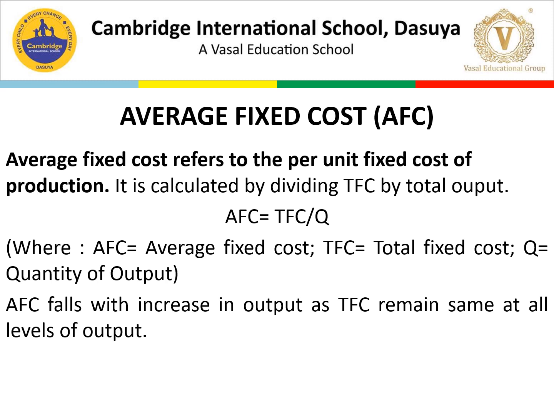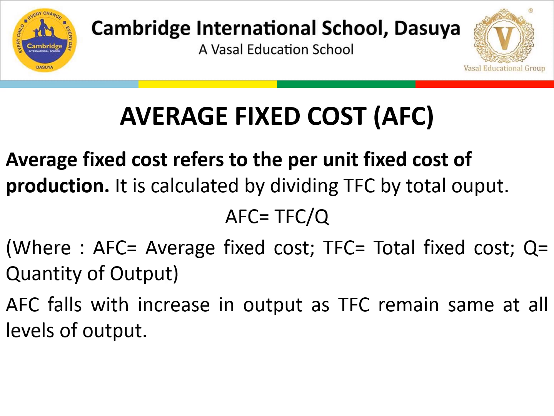That is average fixed cost. It's very simple to calculate. Average fixed cost refers to the per unit fixed cost of production. If we divide total fixed cost by units of output, we are able to find out AFC. That is the simplest thing in this.